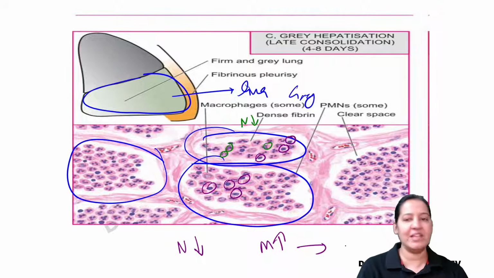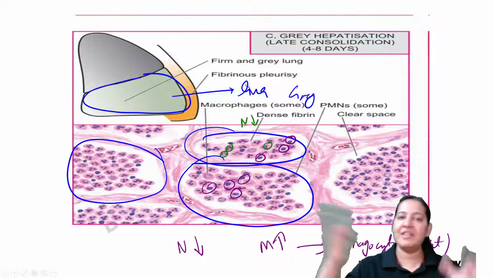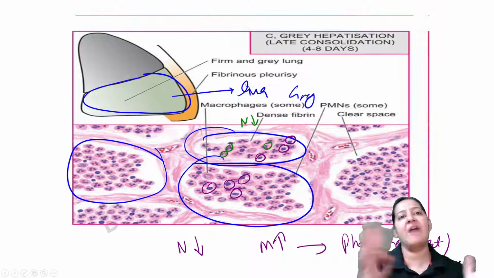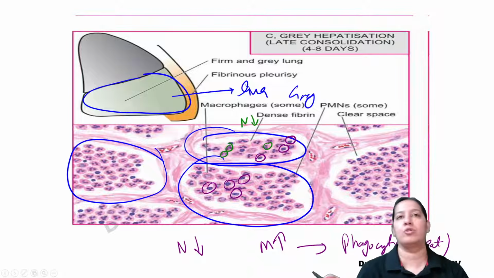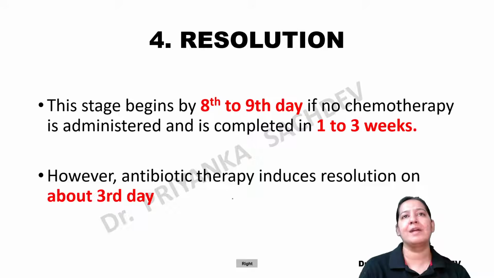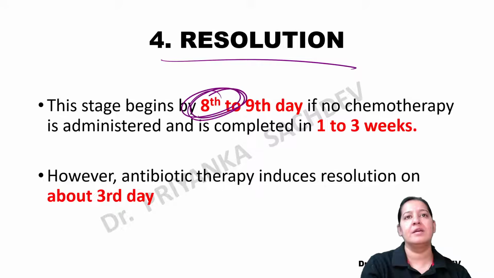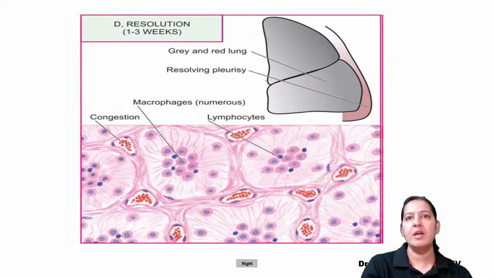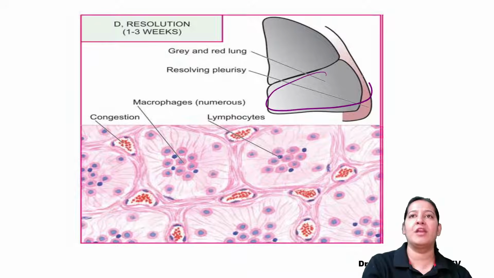What are macrophages, by the way? Macrophages are phagocytes. Why are phagocytes coming? To eat the exudate. All the exudate is there, and they will engulf it. So everything will disappear, and the last stage is resolution. The last stage is resolution, day 8 onwards, and resolution means the lung will become absolutely normal.